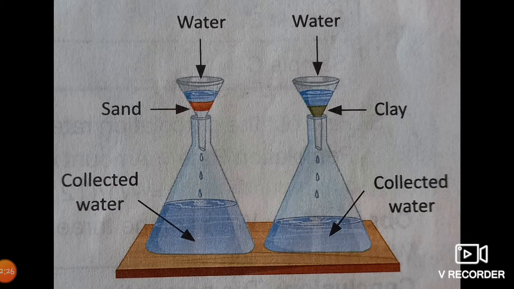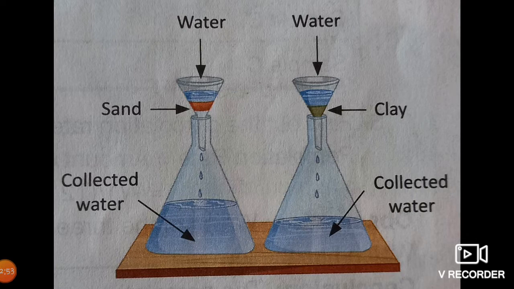Okay. Then the next topic was composition of soil. What was it? Do you remember? It was the components of soil. Okay. So the soil consists of water, sand, clay, silt, pebbles, and humus.